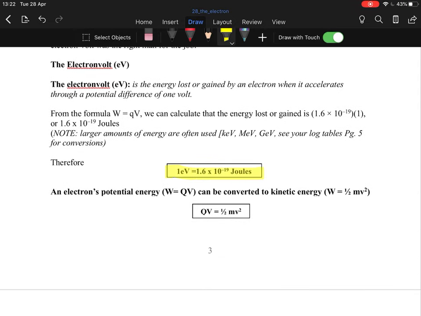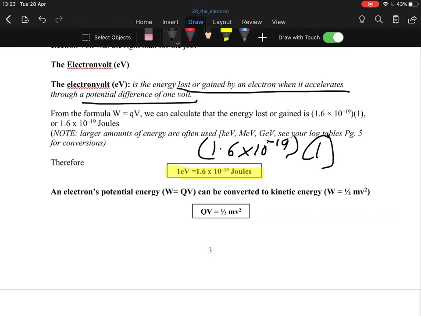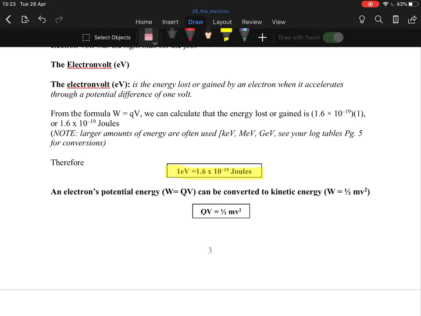Therefore 1 electron volt, and this will help you convert all these things, is equal to 1.6 times 10 to the minus 19 joules. Why? Because the charge of an electron is 1.6 times 10 to the minus 19, times 1 volt. And charge, coulombs, times volts gives us joules. So therefore, 1.6 times 10 to the minus 19. When you're converting these, you will be asked to convert joules to electron volts and electron volts to joules.